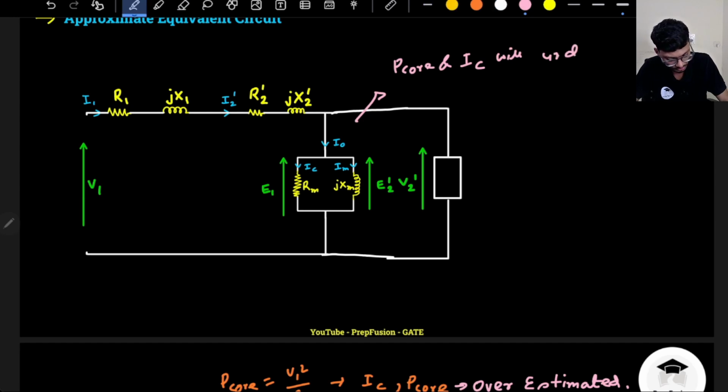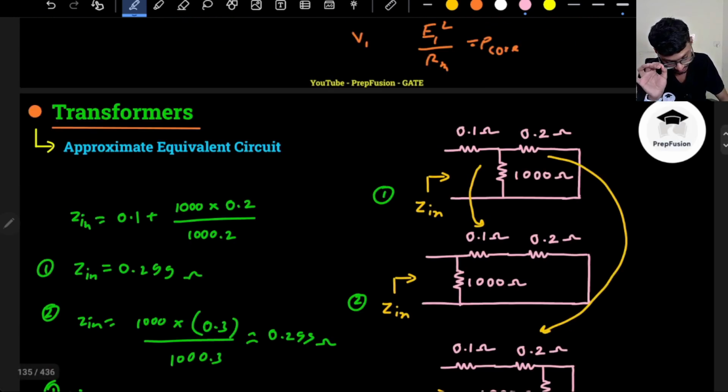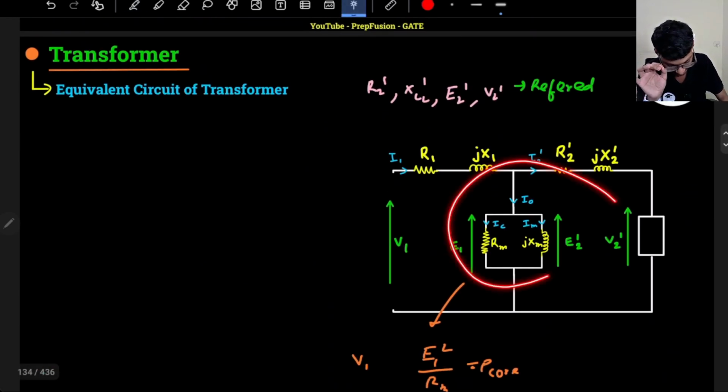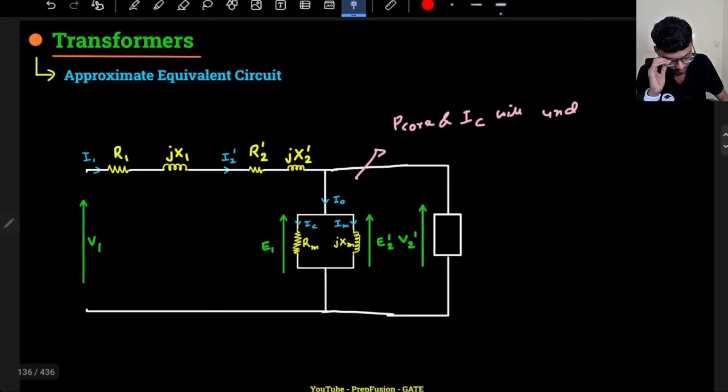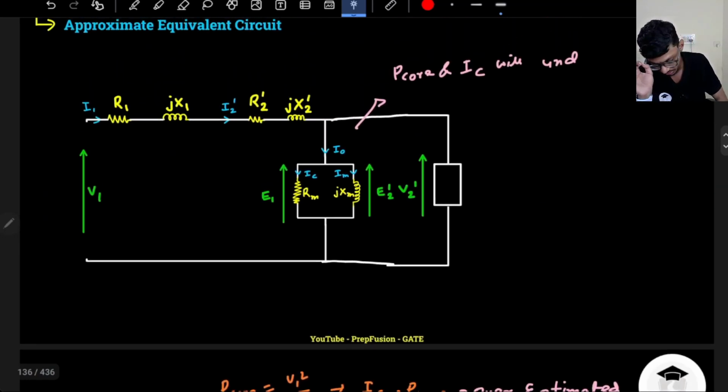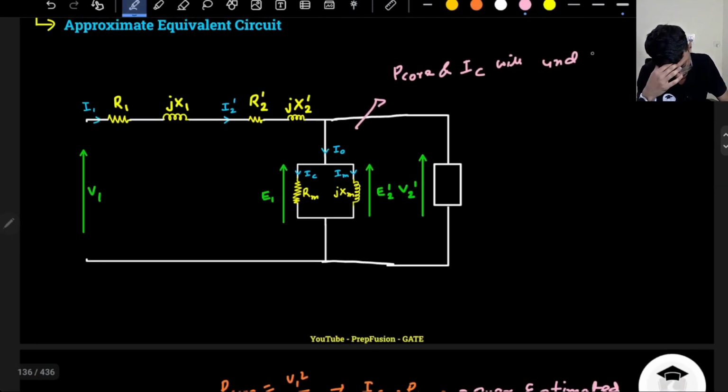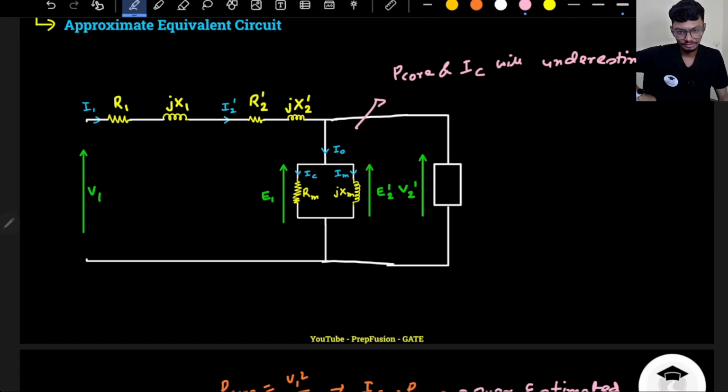But there will not be a very high percentage difference. If let's say the core loss is 50 watts actual, then it will be like 49.8 watts in the approximate model. That is totally fine because the calculation is very tough. If you want to solve this exact model, calculation will be very difficult. So of course we don't solve the exact model, we solve the approximate model. So underestimated. Okay, I hope you have understood this basic point.